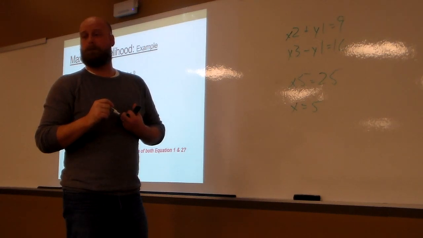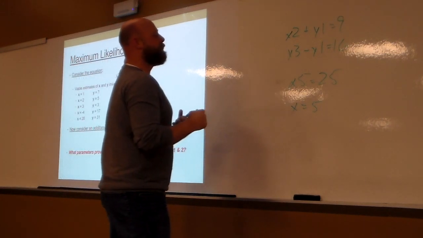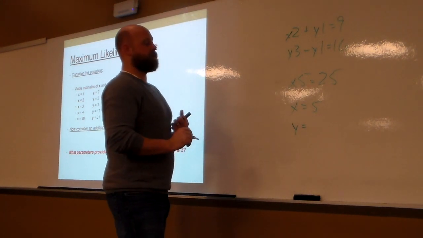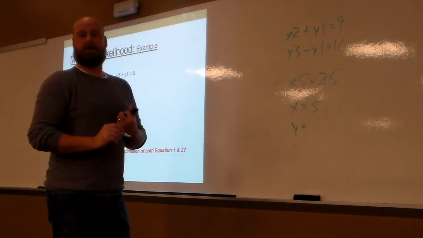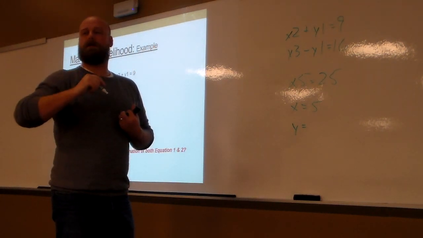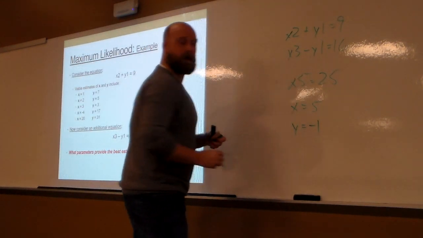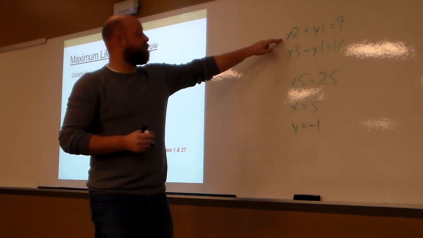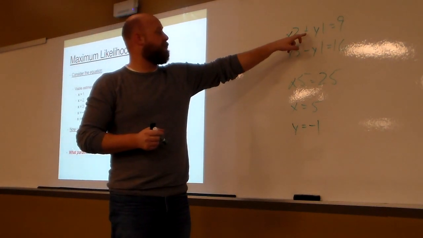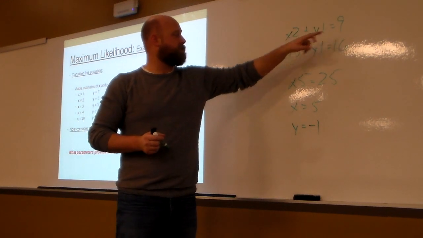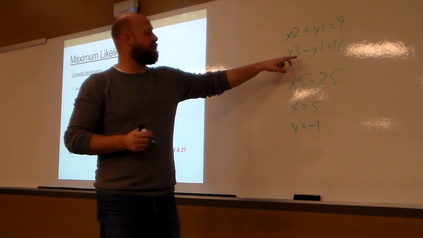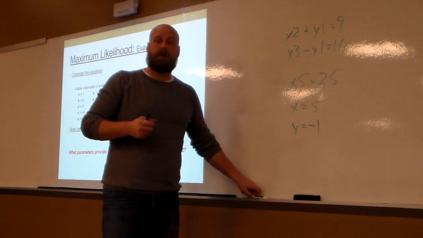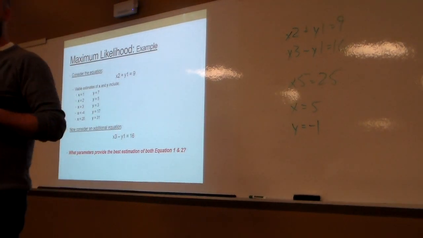I said 1. That was wrong. What is y? You're close. If x is 5, what's y? What is it, Nick? -1. Okay. This is a unique solution for this set of equations, right? 5 times 2 is 10, plus 1 times -1 is -1, gives me 9. 3 times 5 is 15, minus -1 times -1 is 1, gives me 16. So I've got a unique solution for this set, right?